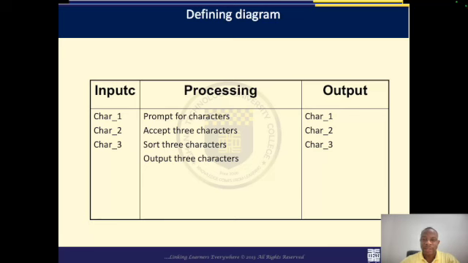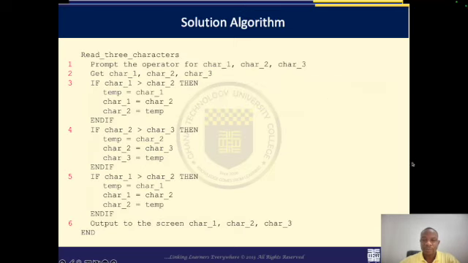So how do we express this in programming? On line 1, we prompt the user for character 1, character 2, and then character 3. Then on line 2, we receive what the user has provided into the variables char1, char2, and char3. Then on line 3, we want to check what is in character 1 and character 2.